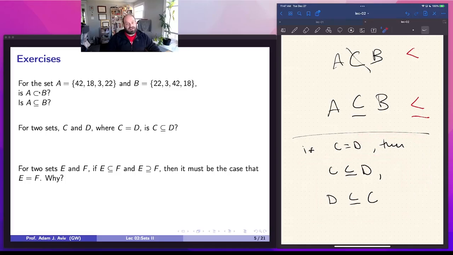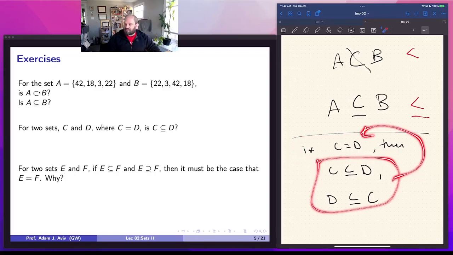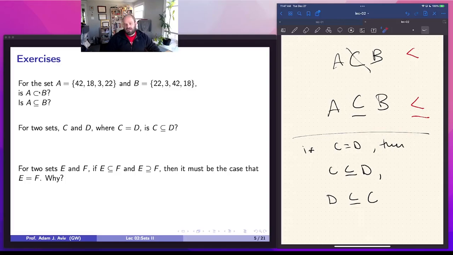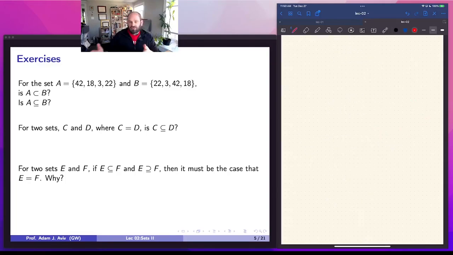This is a kind of interesting if and only if condition. We know we can go one way. We can go from this understanding to this understanding. Can we go from this understanding back to this understanding? That's the question here. Okay, so let's do this last one here.